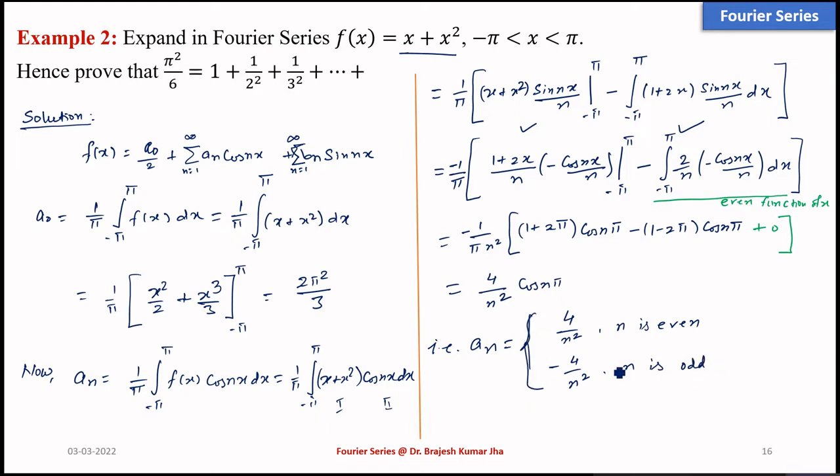So what we see difference from the last example, it is what? It is divided into two parts. So an had the two parts, 4 by n square and minus 4 by n square. That is dependent on the cos n pi. Okay.